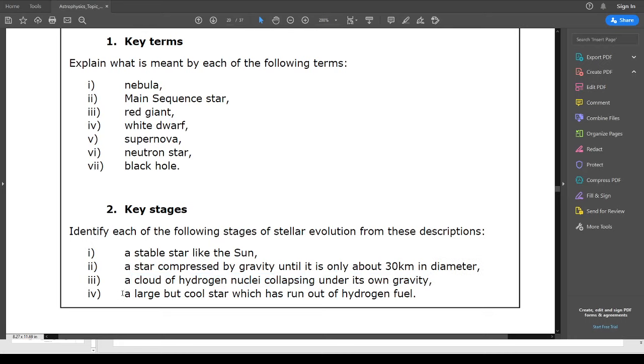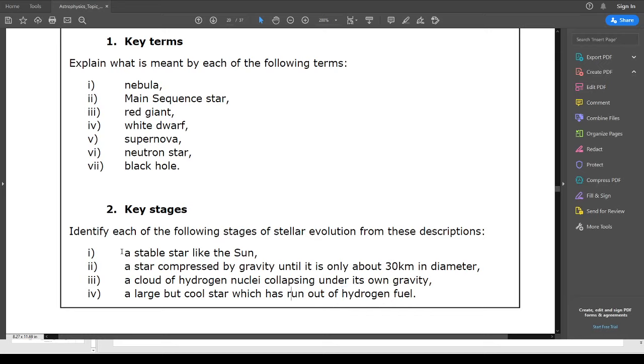And then a large but cool star which has run out of hydrogen fuel. So it's large but cold, and it has run out of hydrogen fuel. It has not totally run out of fuel, okay? You have to notice this word. It has run out of hydrogen fuel. If it said that it's a cold star, small star, run out of all fuel, that will be white dwarf. But it's a large star, but cold, and it has run out of only hydrogen fuel. This is a red giant.